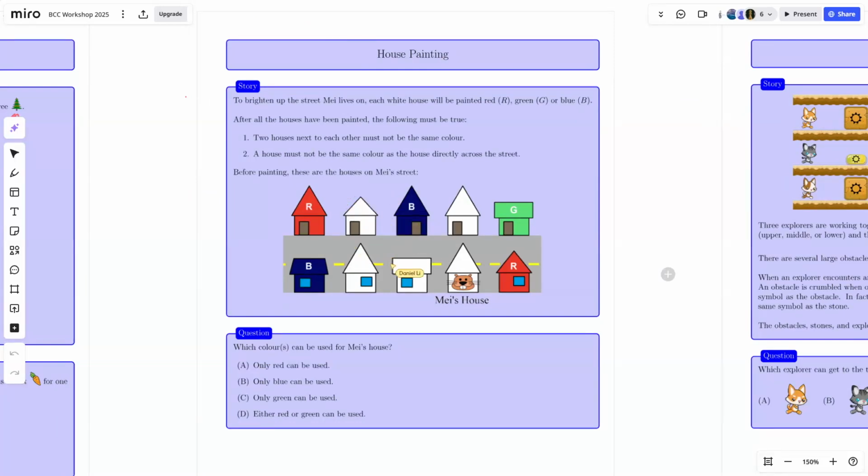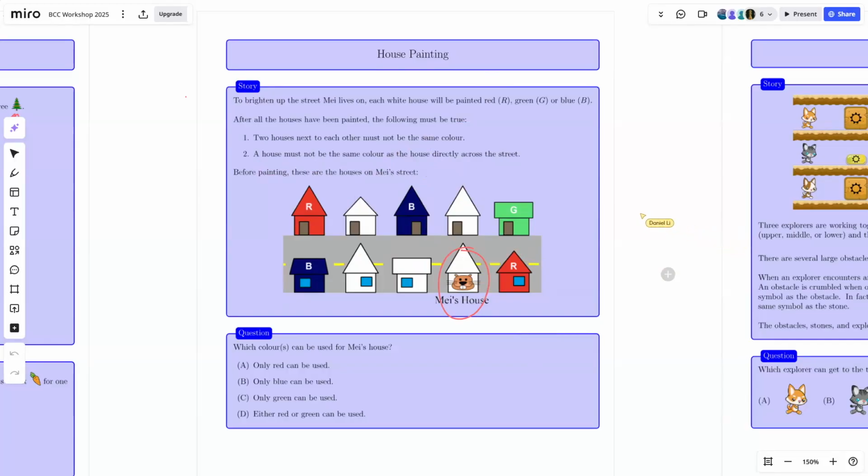So after all of the houses have been painted, the following must be true. Two houses next to each other must not be the same color, and the house must not be the color as the house directly across the street. And this is May's house. And the question asks, what colors can be used to get May's house? So this one is actually quite difficult. So I will take slightly more time.